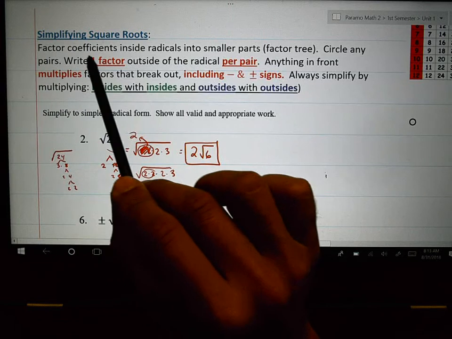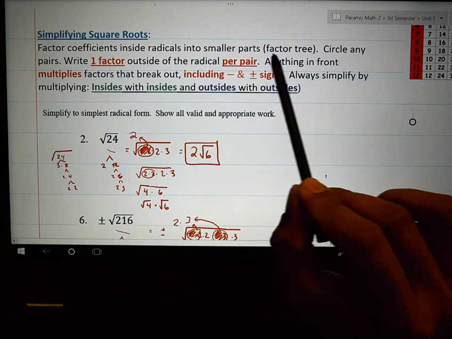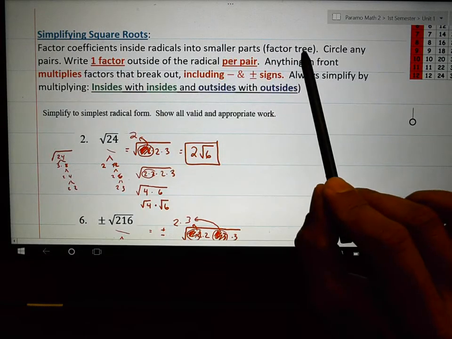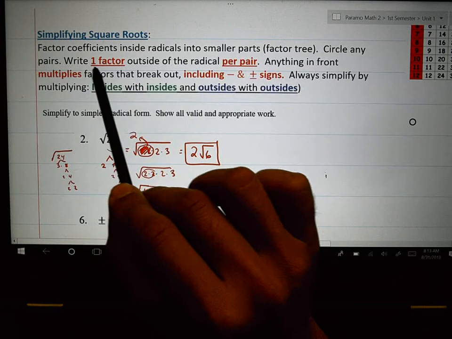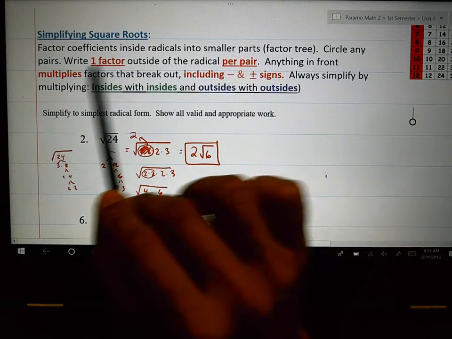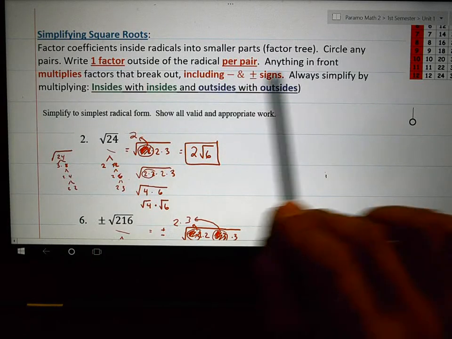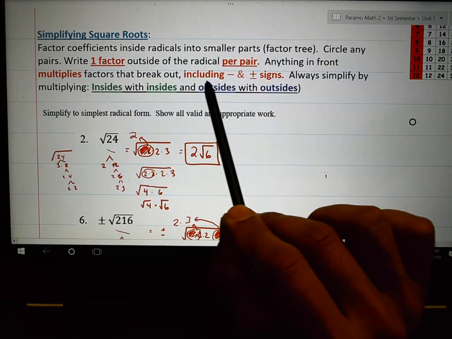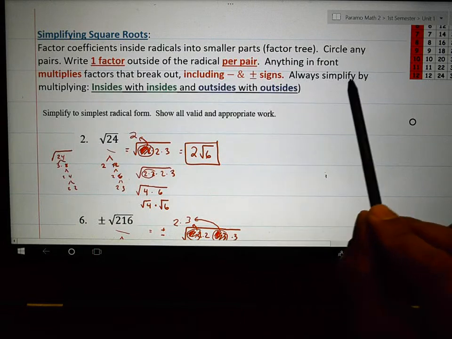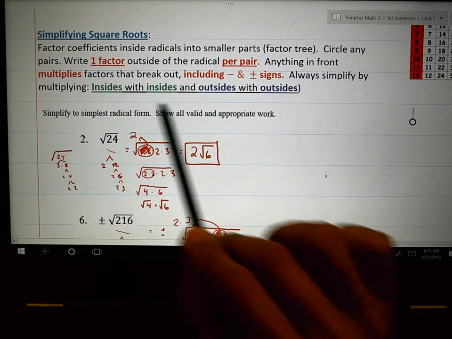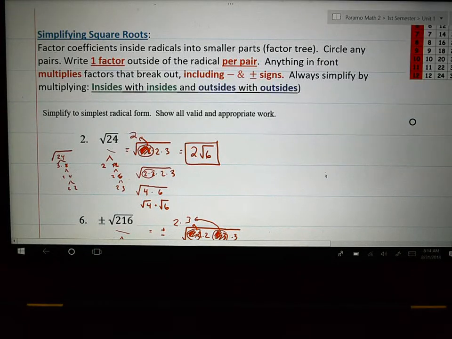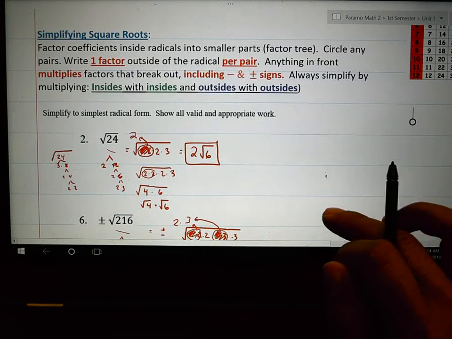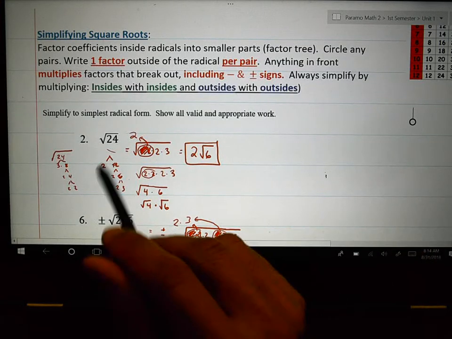I rewrote this to factor coefficients inside radicals into smaller parts. I kind of made that a little bit smaller. Circle any pairs. Write one factor outside of the radical per pair. I simplified it to that. And then anything in front multiplies factors that break out, including negative and plus or minus signs. And always simplify by multiplying. I keep writing that inside with inside. So I try to make this a little bit smaller for you guys, or maybe even for next year's classes. And so I want to review with you what we're doing so that you can see.